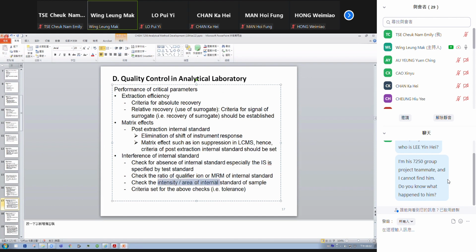The intensity of the internal standard in samples is also important. If you lose all of the internal standard, that means your extraction has failed, and you need to consider another extraction, or the result cannot be reported.